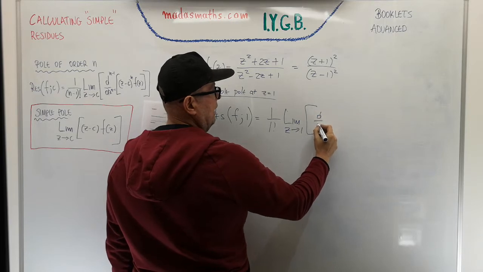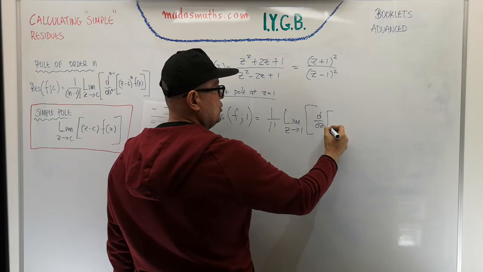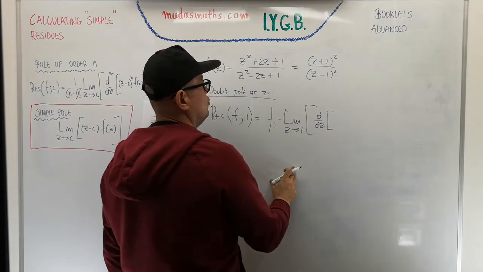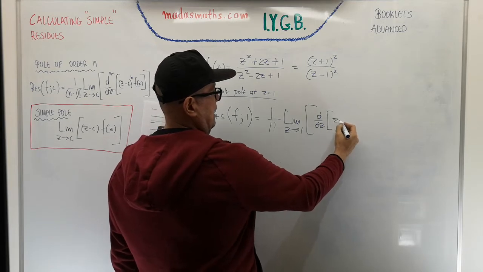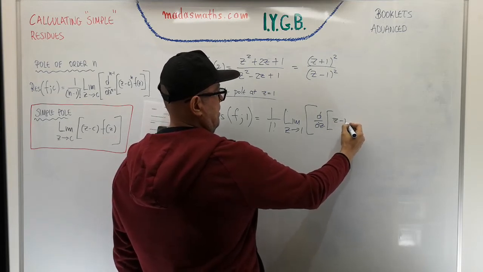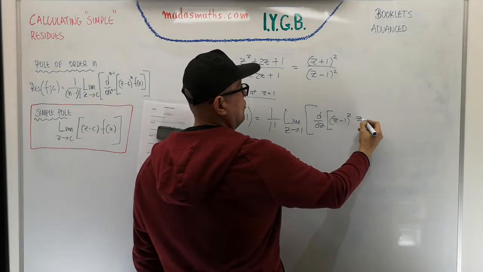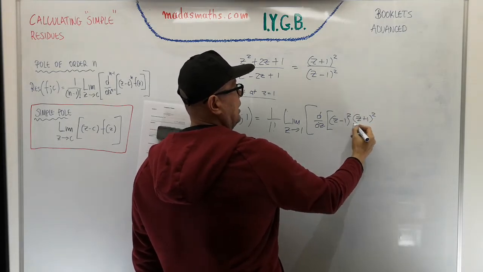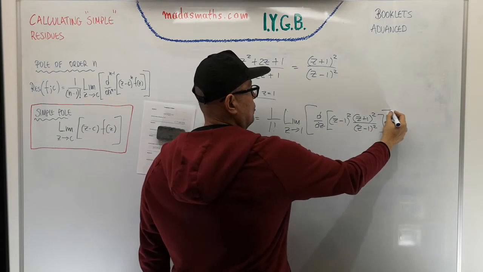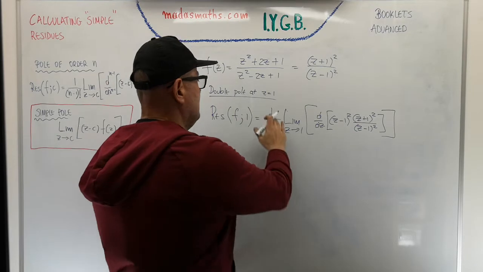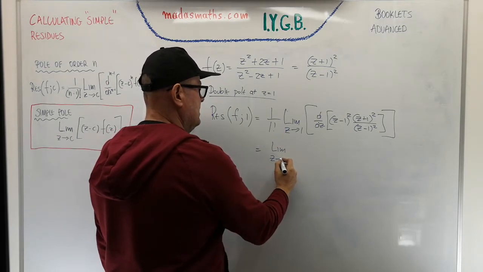Then we got a differential, because the double pole is only one differentiation, and the differentiation I've got to do is of (z minus 1) all squared, f of z, where f of z is of course (z plus 1) all squared over (z minus 1) all squared, close bracket, close bracket. Okay, this is 1, so we don't need to write anything. Limit z tends to 1.